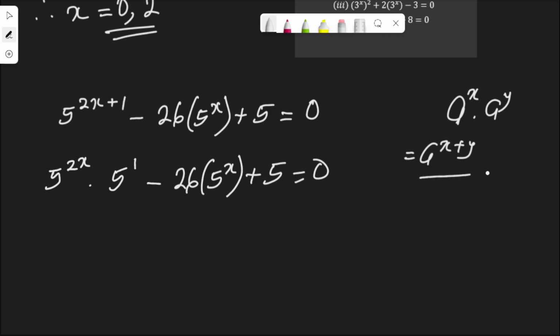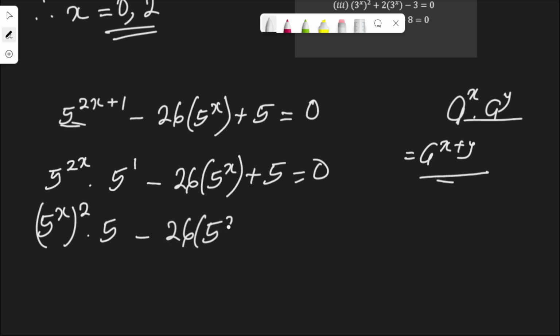So the question originally is like this, so we turn it to this form here. That is what I did here. And this first term here, which is 5 to the power of 2x, we can write that as 5 to the power of x, then to the power of 2, then multiply that by 5 to the power of 1, which is 5, minus 26 bracket 5 to the power of x plus 5 equal to 0.